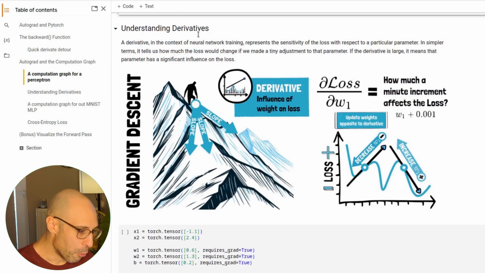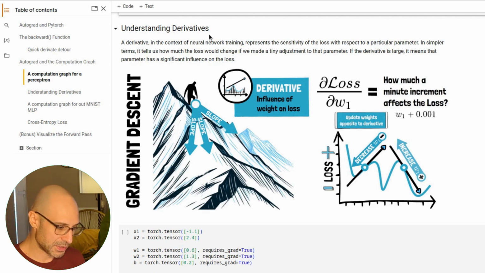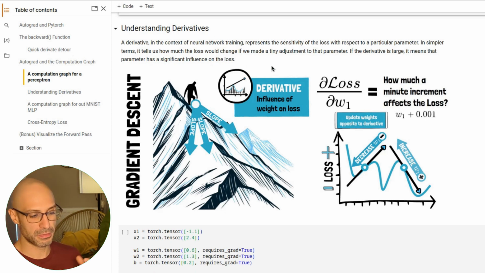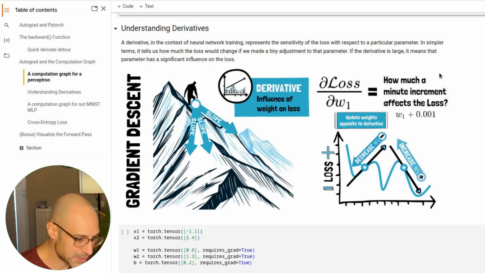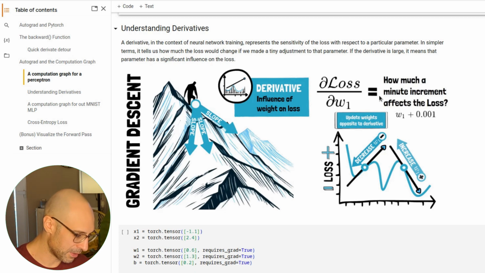Now, just to remind you, why are we doing all of this? Essentially, these derivatives tell us the influence of each of the parameters on the loss. And if you remember, the problem of training a network can essentially be seen as the problem of minimizing the loss. So the derivative with respect to a weight tells us how much a little increment in that weight is going to affect the final loss. So we know how much we want to change or tweak that parameter to minimize the loss.